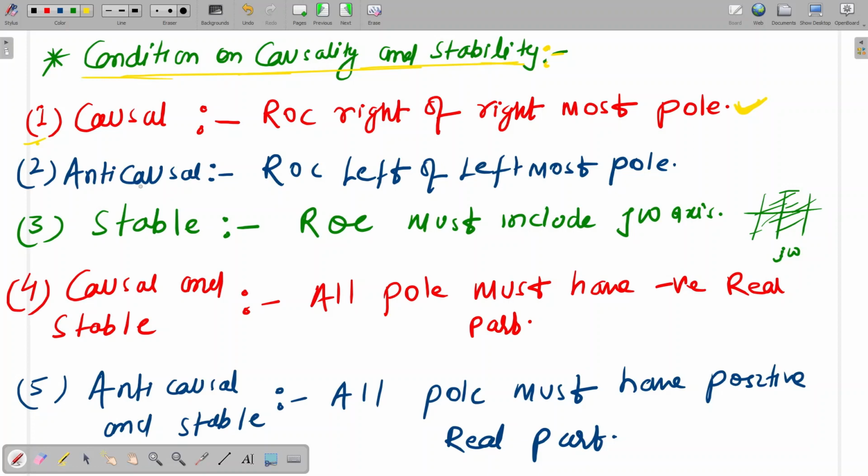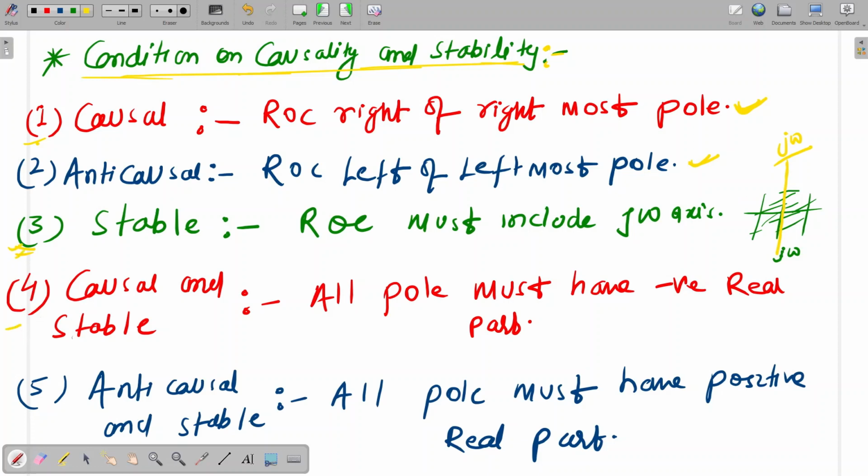If it is anti-causal, then the ROC should be to the left of the leftmost pole. Further, the third condition is that if it should be stable, then the ROC must include the j omega axis. So the j omega axis should be included in the ROC, then only that system will be stable.